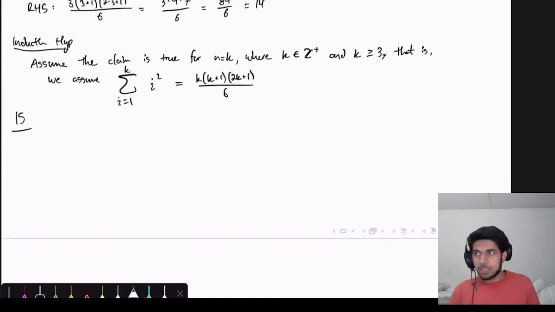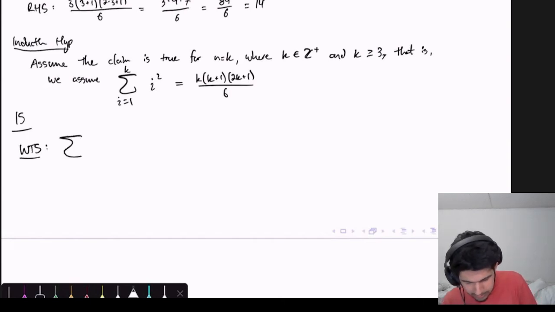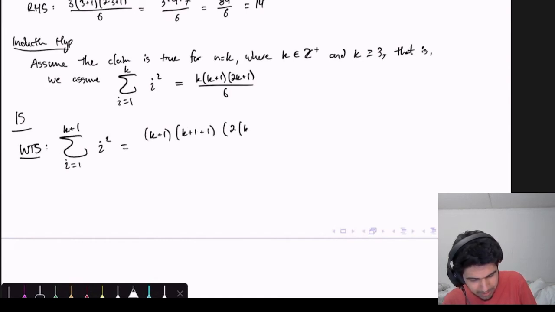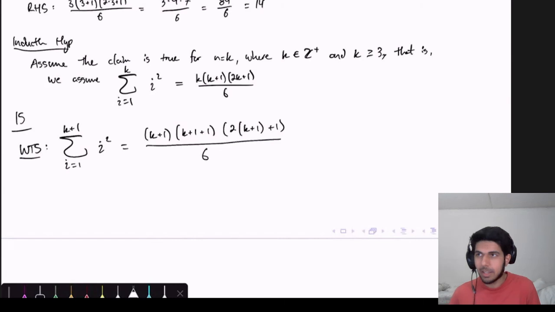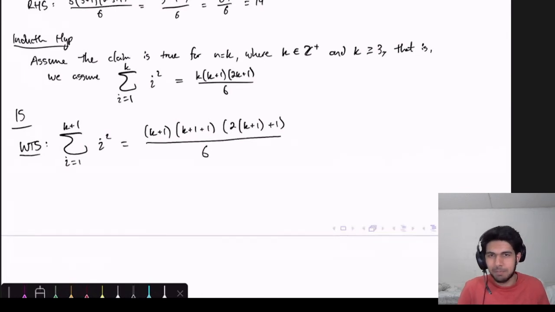Okay, so what are we trying to show? We want to show the k plus 1 case is true. So we want to show that the sum from i equals 1 to k plus 1 of i squared equals k plus 1 times k plus 1 plus 1 times 2 times k plus 1 plus 1, all of this divided by 6. And maybe we can simplify that, but I kind of like to leave it in that form because it might help later.